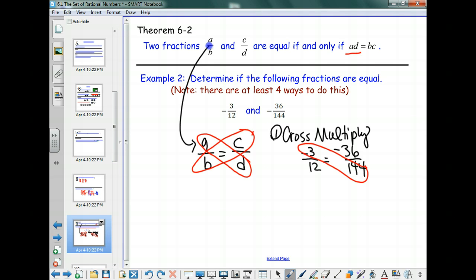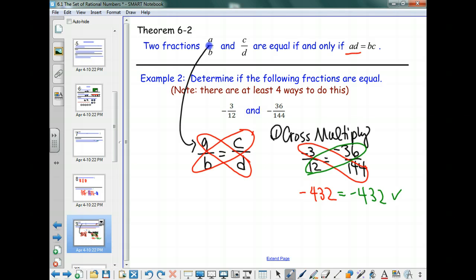If you have a calculator, what is 3 times 144? Well, it's negative. 432. And then, what is 12 times negative 36? And 432. And they match, which is kind of the point, right? So we verify that they're equal. So the original fractions are equal.